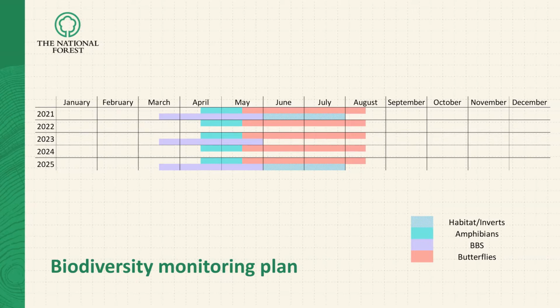So by having that detailed baseline data, we can then plan our monitoring over the next few years. And then at the end of that 5 years, we'll have a really solid data set that shows how our interventions have made, hopefully, a positive effect on biodiversity on this site.